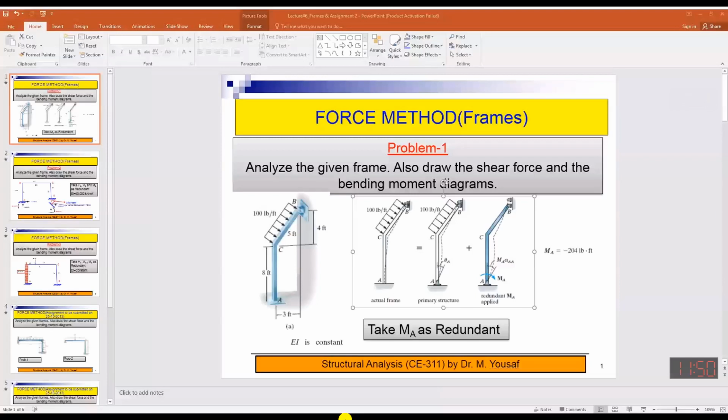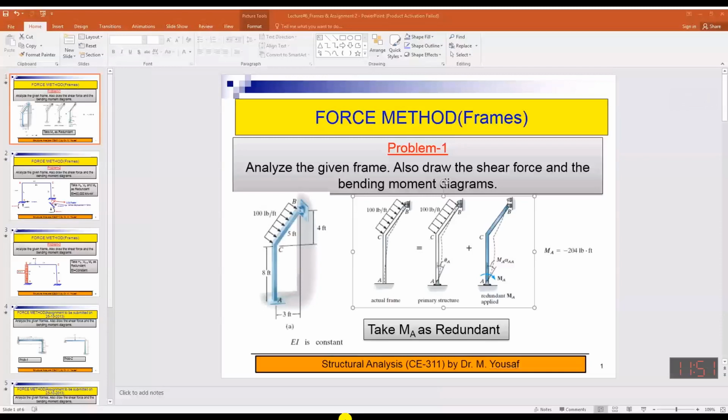When you will be isolating, you will be considering the moment as redundant. Then the structure will be rendered as a hinge support. Hinge support. And then this will become determinate and it will become a stable structure. It should be noted. ठीक है? So under its effect, ये जो है ये अंदर bend होगा और ये हमारा primary structure है.